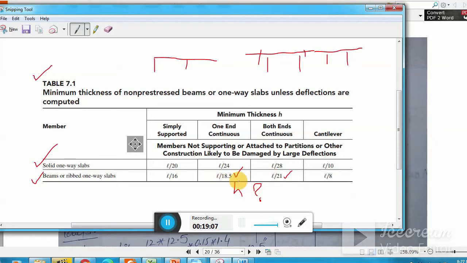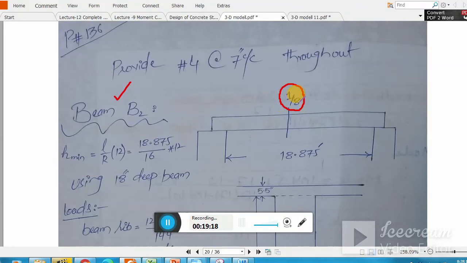And if you have a cantilever, then you will use L by 8. So these coefficients are very important. You must memorize these things. Here we have the moment coefficient, which is 1/8, WL square by 8.